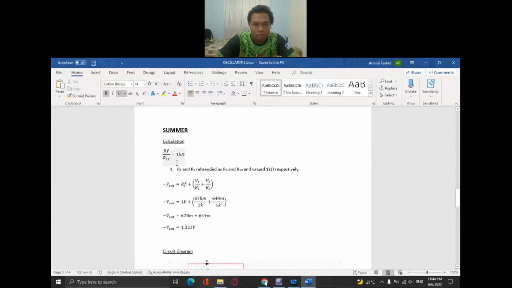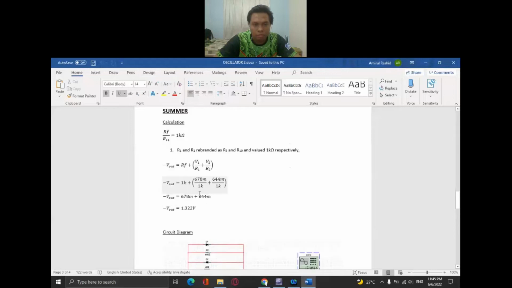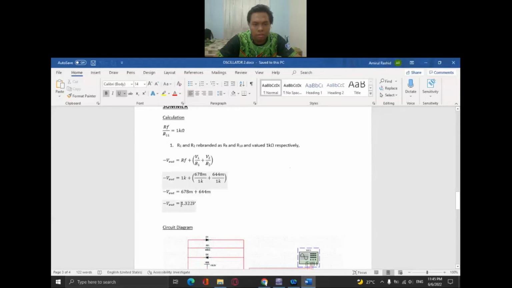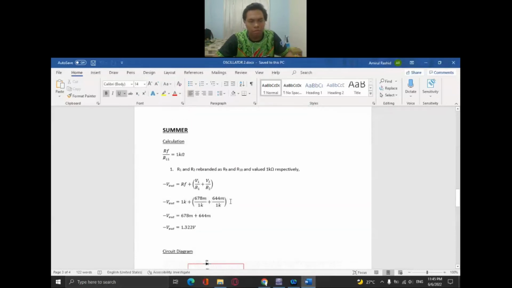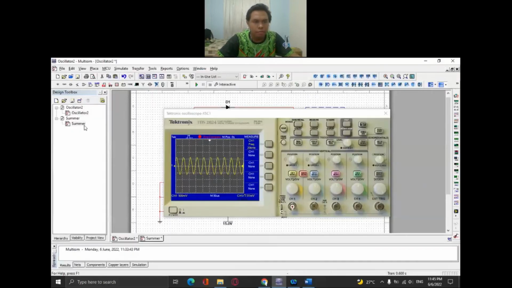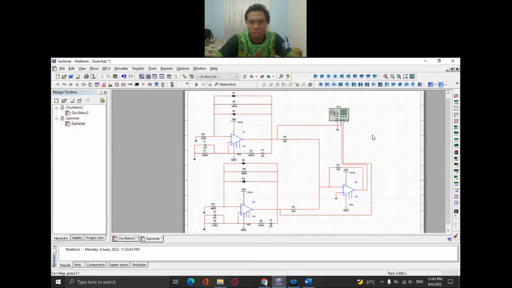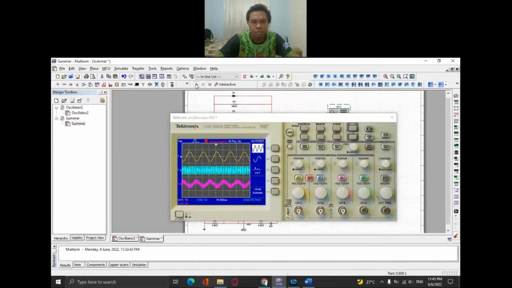We assume that RF is equal to 1K, and the final result that we get is 1.322 volt. Now let's take a look at the simulation. This is the simulation where we have combined two circuits, this is my part and this is Daniel's part. So I combine both inputs into one output. Now let's test the simulation.